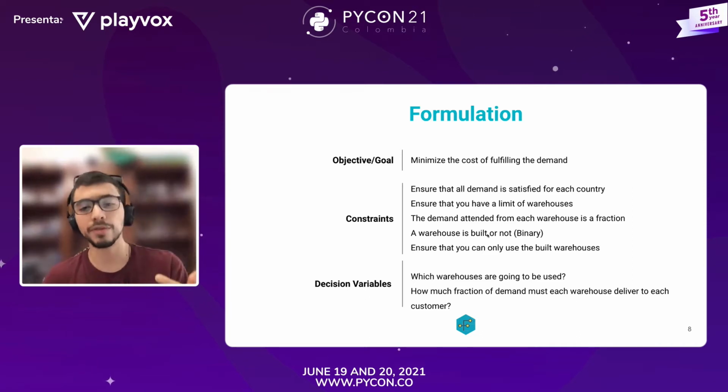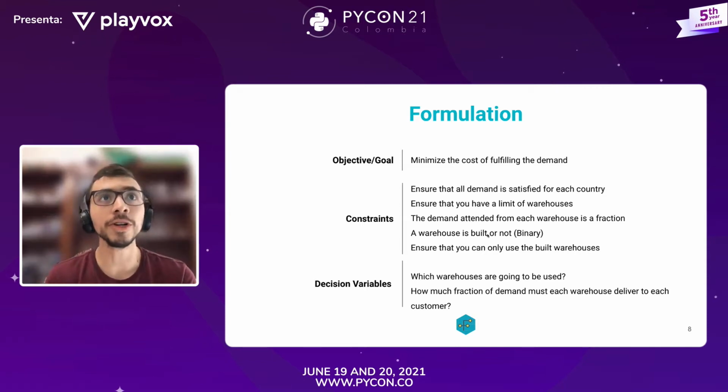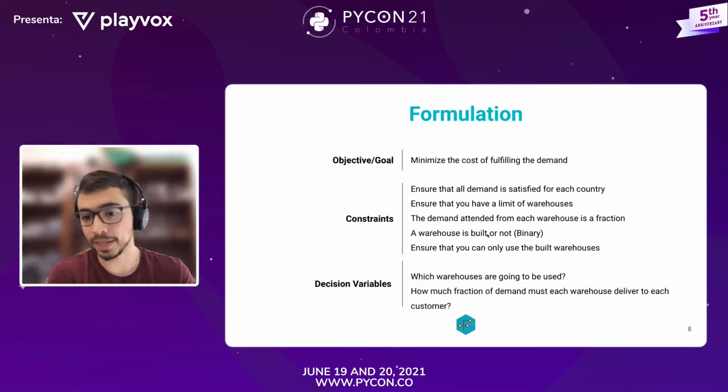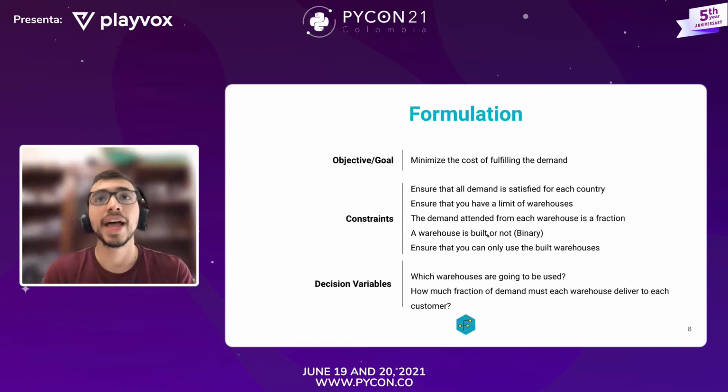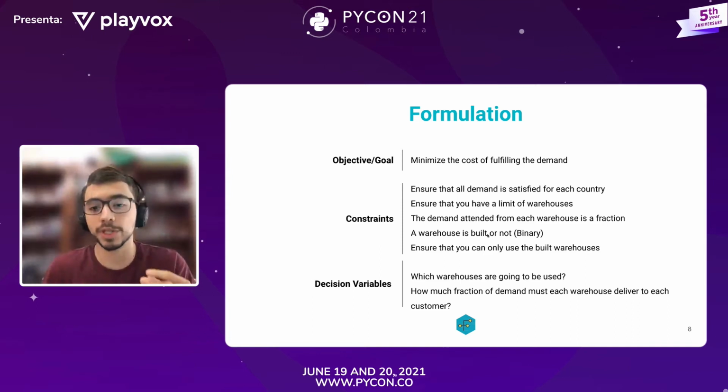So first we have an objective. As we see, the objective is that we need to minimize the cost of fulfilling the demand. And we have a set of constraints. So let's look at them. First, we must ensure that all the demand is satisfied for each country, right? That's what we have said before. And second, we need to ensure that we have a limit of warehouses. We cannot build all the warehouses. We have to build, for example, 2 or 3 warehouses.